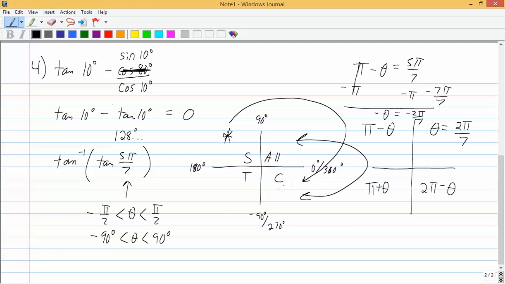To put it in the fourth quadrant, you just put a negative in front of it. So that's negative 2 pi over 7. That's what we want the angle measure to be. It's equivalent to that. Alright, so it'll be the inverse tangent of the tangent of negative 2 pi over 7, and now it's between negative pi over 2 and pi over 2.